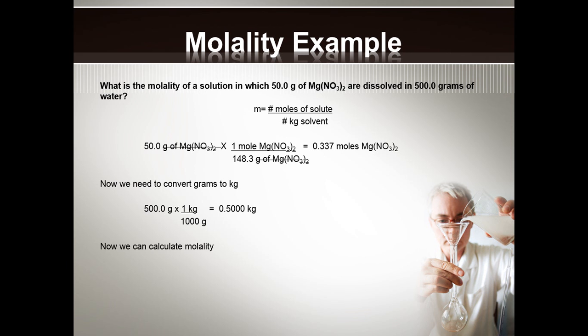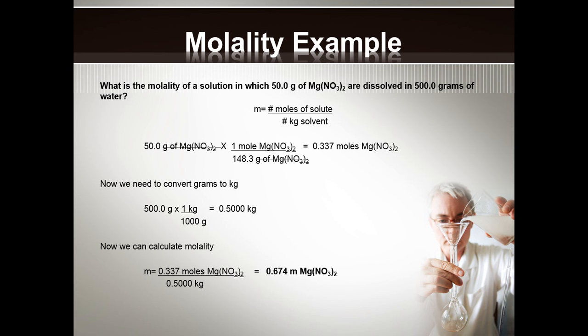Okay, so now we need to calculate the molality. Molality is number of moles of solute over number of kilograms of solvent. And here's our equation here. We've got the moles over kilograms, and we get 0.674 molal, the molality of magnesium nitrate. So similar to molarity, but a little bit different.